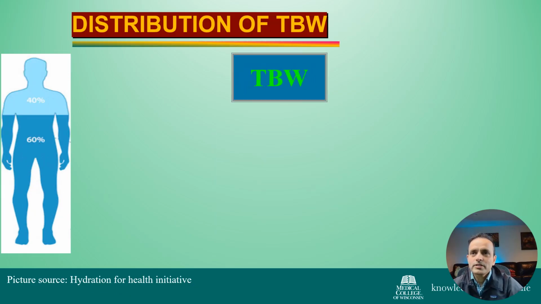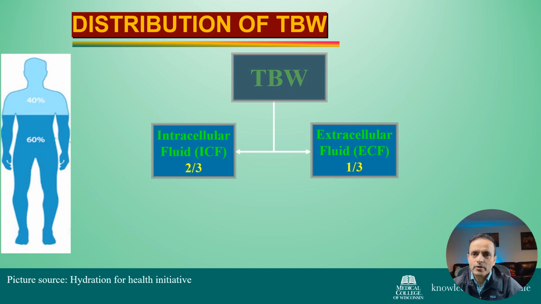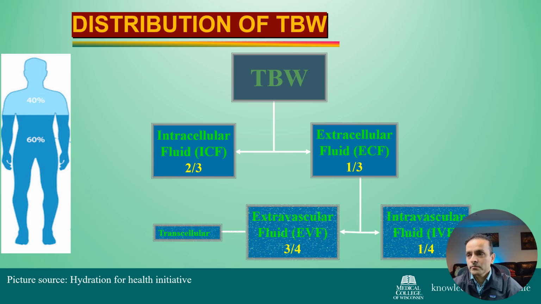Let's talk about where that 60% of water belongs inside the body. Of the total body water, 2/3 is inside the cell and 1/3 outside the cell. And that extracellular fluid is divided into extravascular, which is 3/4, and intravascular, which is 1/4. And there is some amount of transcellular fluid as well.